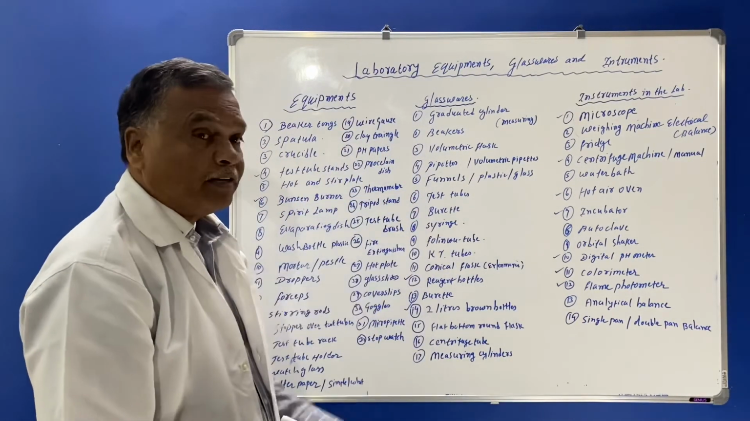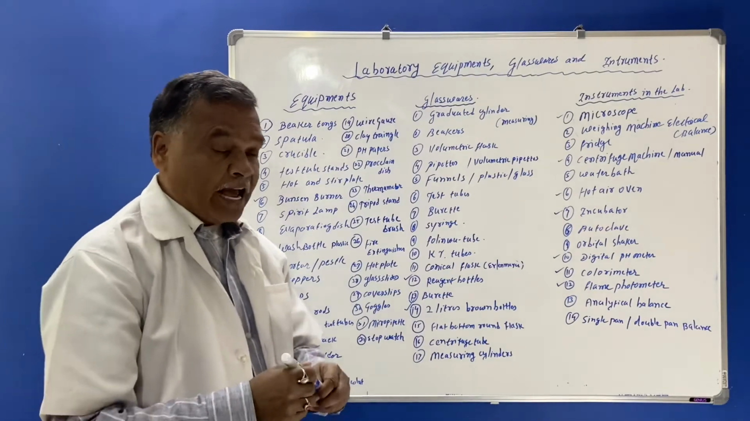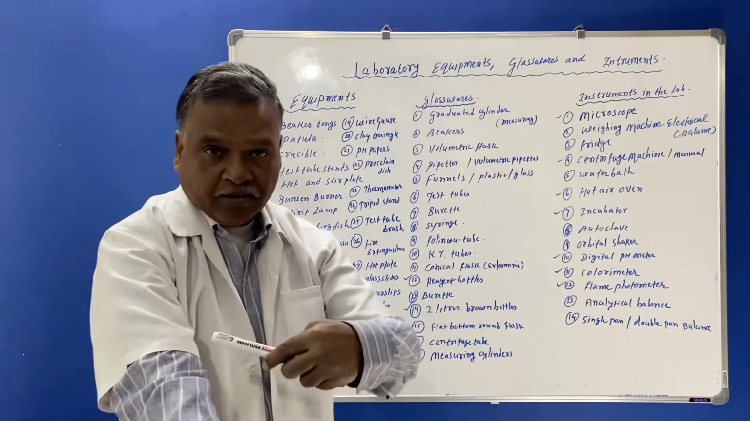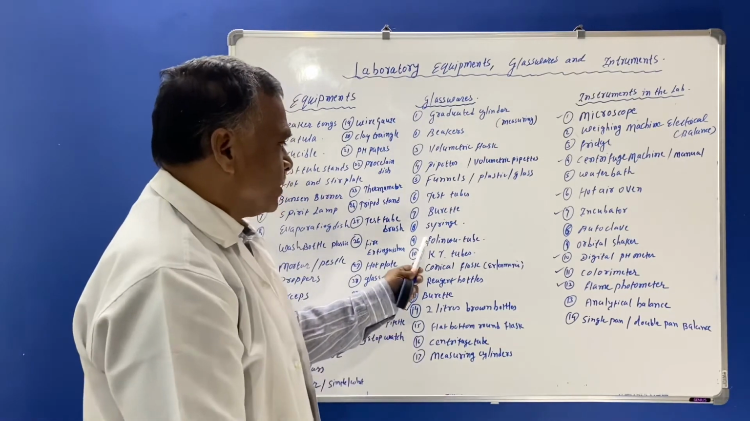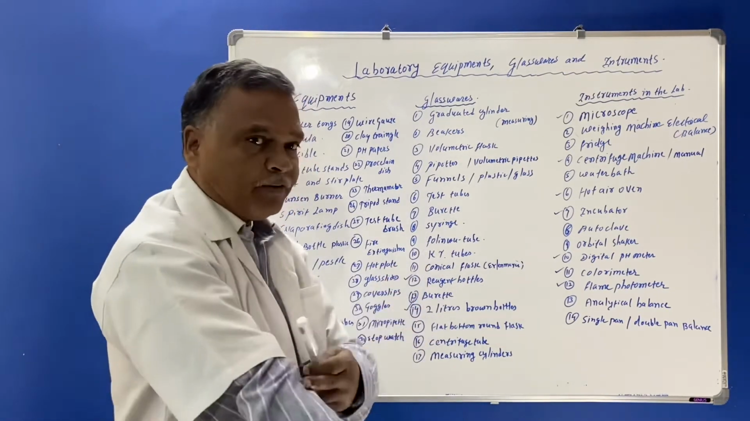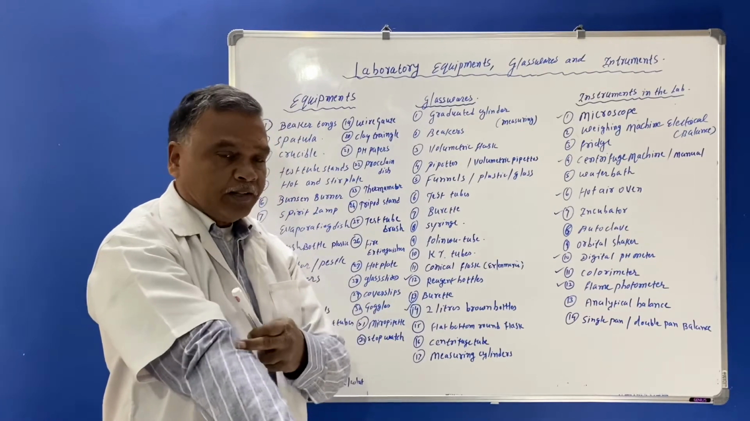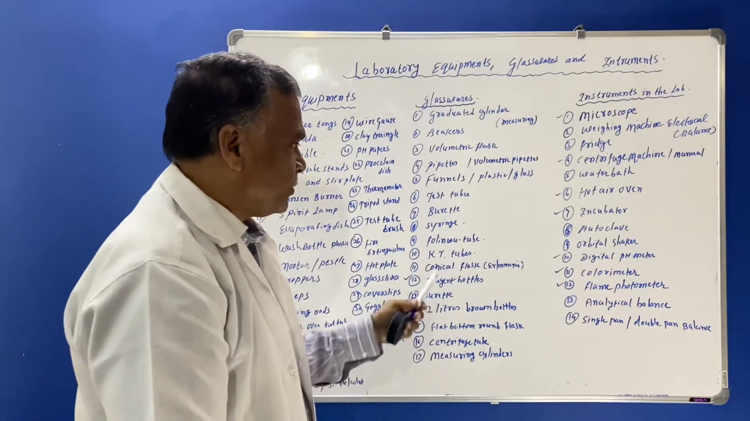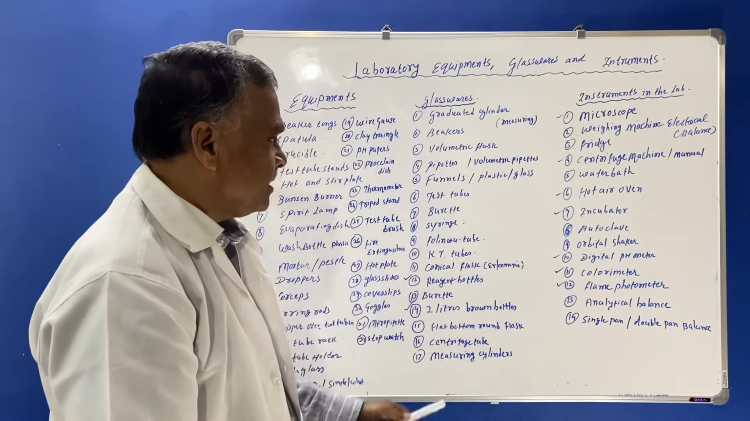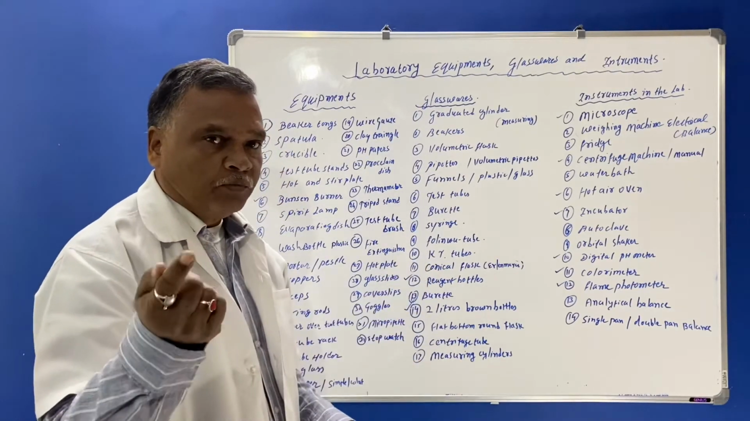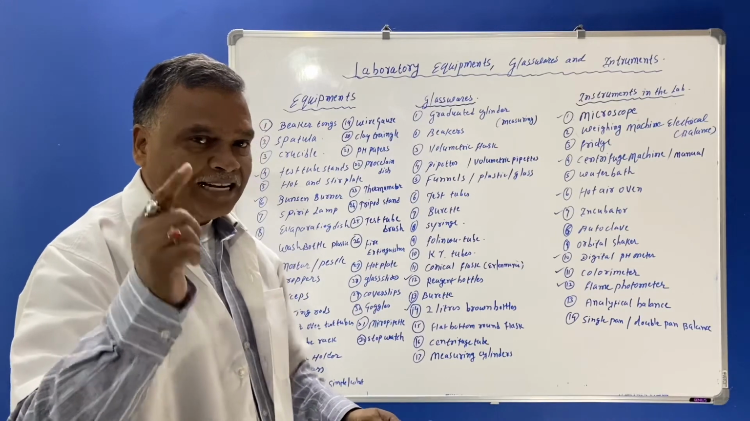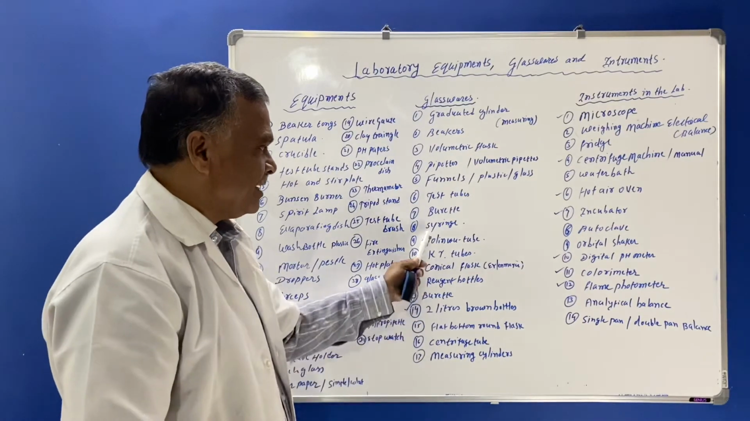Then syringes should be available in the lab to take out the blood from the vein. So you must know that the prominent vein, if you see it, then the pricking of the blood should be there, and these syringes are used, and they are of different sizes. Needles are used in these syringes.